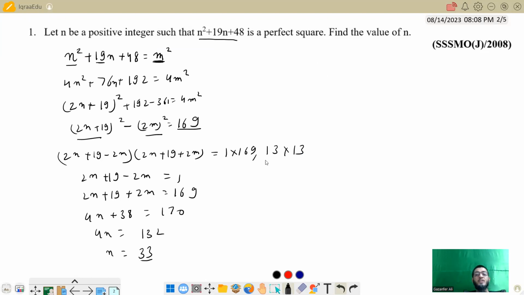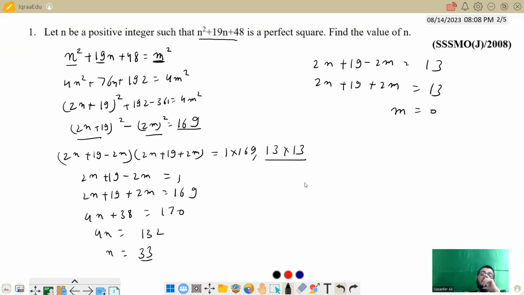Now another is 13 and 13. So 2n plus 19 minus 2m is equal to 13, and 2n plus 19 plus 2m is equal to 13. This clearly tells m is equal to 0. And if m is equal to 0, n is actually negative. But the question says positive integer. So n is negative, so this solution is ruled out. So what we get is n is equal to 33.